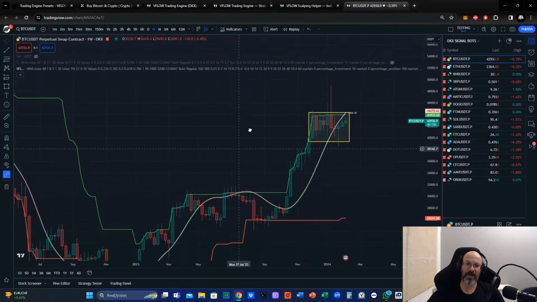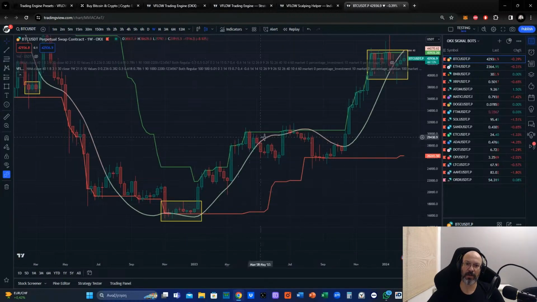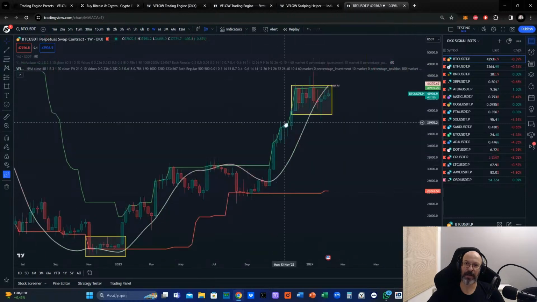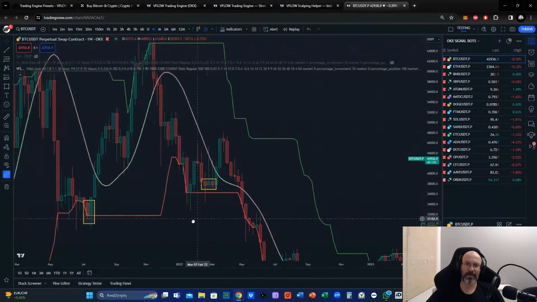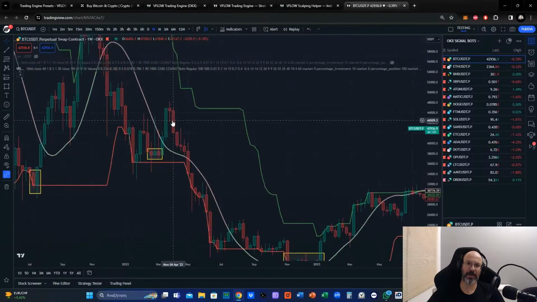Does this work? The answer is it works. It worked here, first case. It worked here, second case. Third time, actually, it didn't work here, but we had a stop loss, so we didn't see a drawdown.